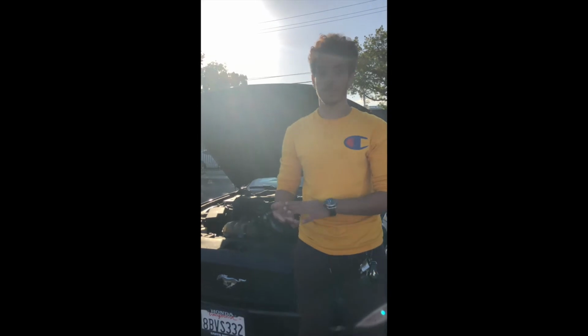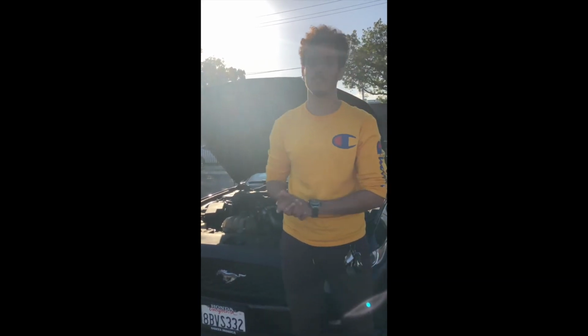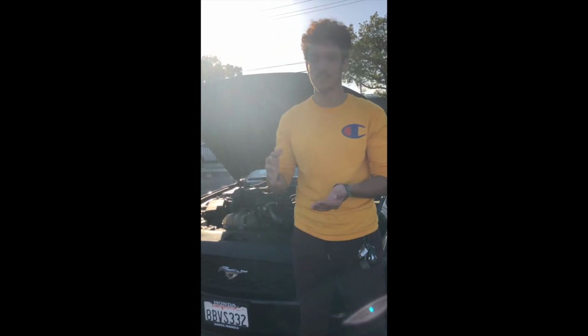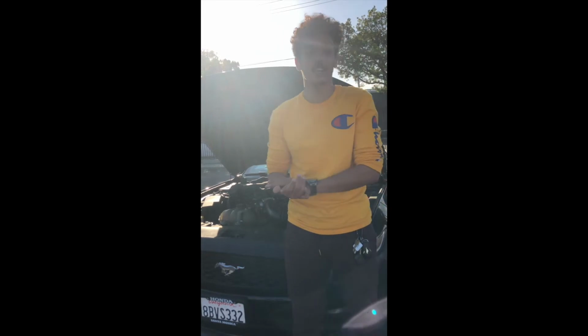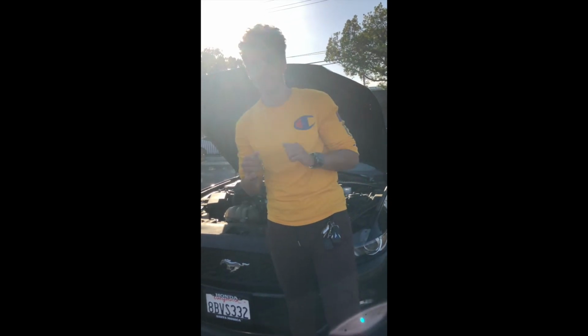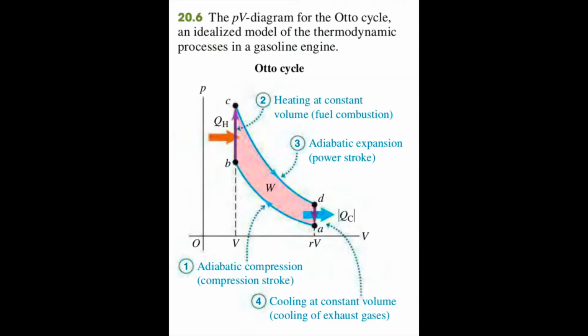Back to internal combustion engines, Otto cycle. The most used engine in cars is called a 4-stroke internal combustion engine, which runs on gasoline, diesel, compressed natural gas, or propane. The Otto engines are called 4-stroke engines. Let's remind ourselves about the Otto cycle and what we learned in chapter 20. This figure shows a PV diagram for an idealized model of the thermodynamic processes in a gasoline engine. This model is called the Otto cycle.